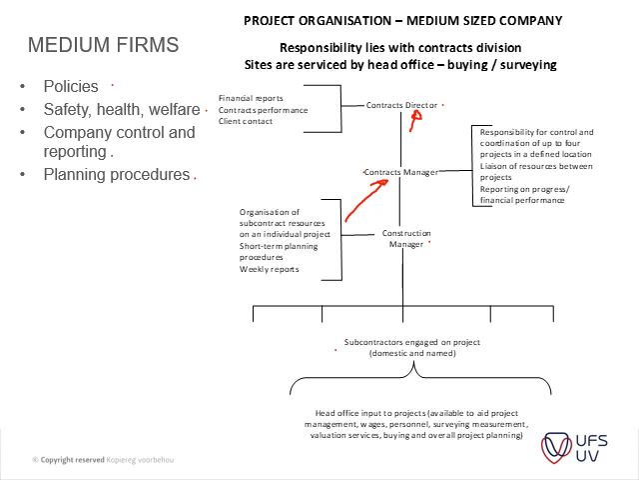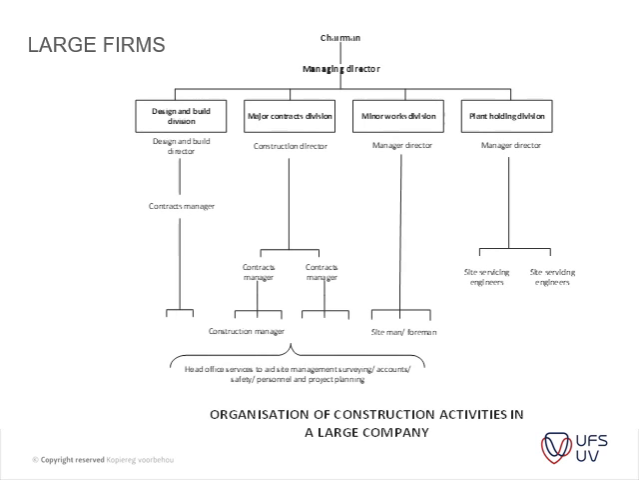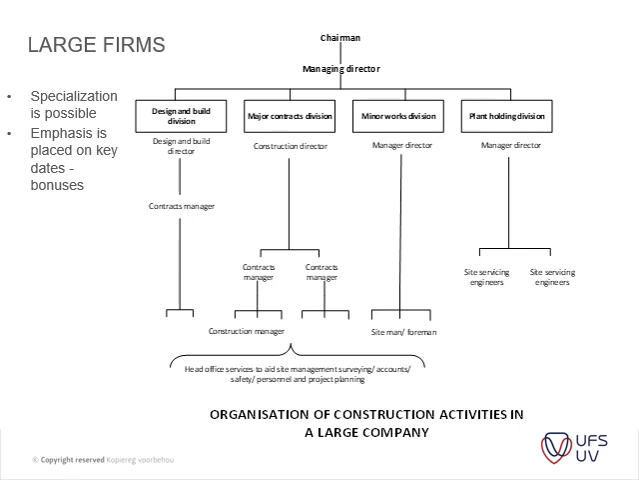Okay, the director usually focuses on financial, contract performance, client contracts, responsibility, and coordination. This is now for the contract manager. He has a certain role, looks at the reports, and makes decisions on what to be done. So you can see that's basically the trend. If you go to a larger program or organization, it's just exactly that. The previous one just escalated more, so there's more emphasis on specialization. Emphasis is placed on key dates, bonuses, etc.